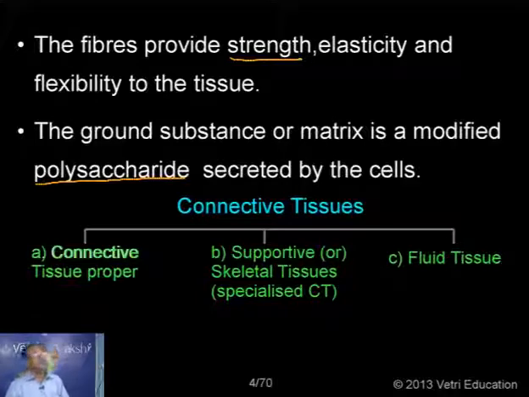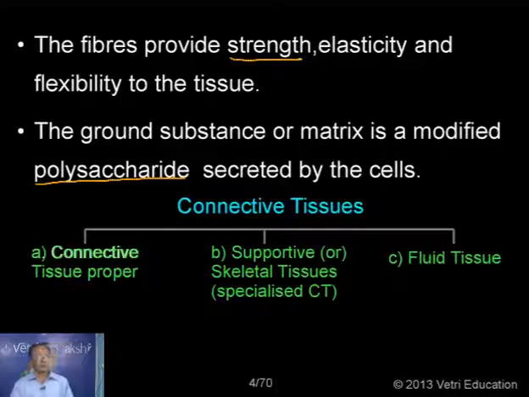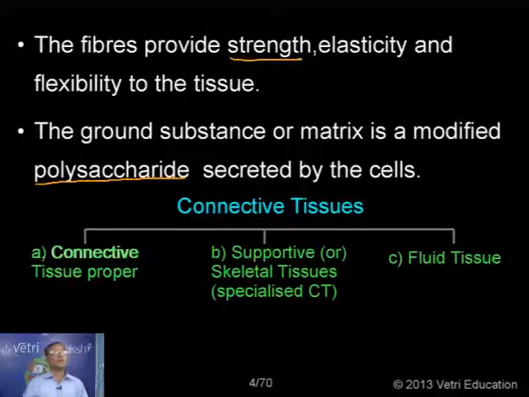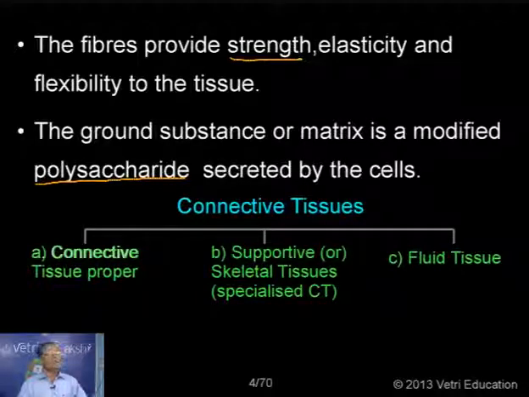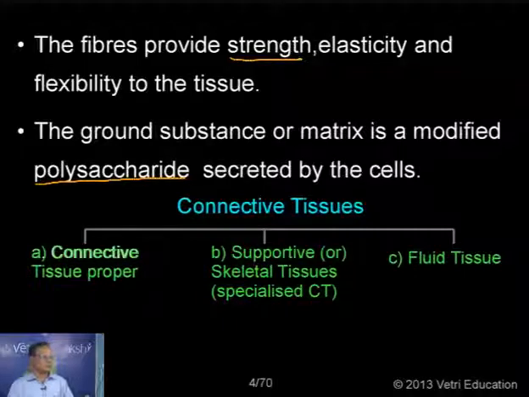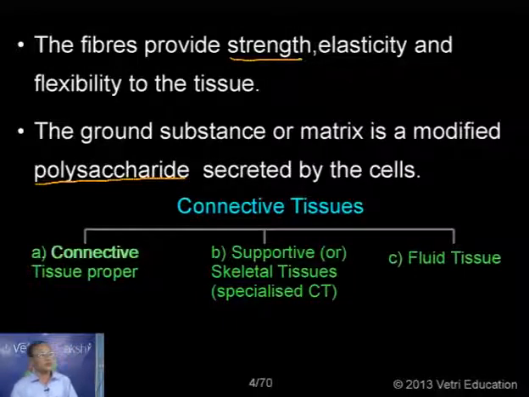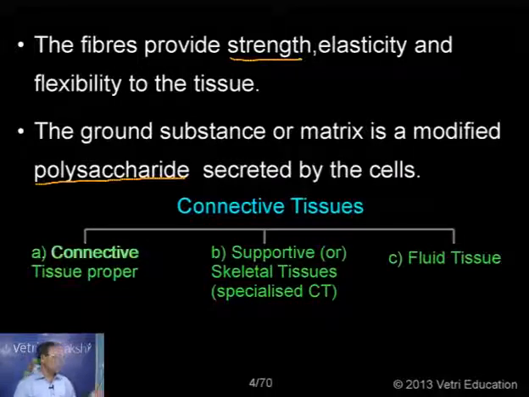And also the fluid tissue, nothing but the blood. Like a liquid metal, what we call mercury. All of the metals are normally in solid state, whereas mercury is in liquid state. Likewise, normally the tissues are in solid state, but here we have the tissues in the form of a fluid. That's why it's called a fluid tissue, for example blood. So altogether we have three types: connective tissue proper, supportive or skeletal tissue, and fluid tissue.